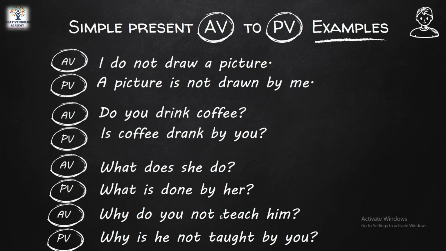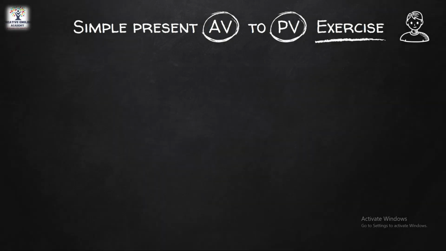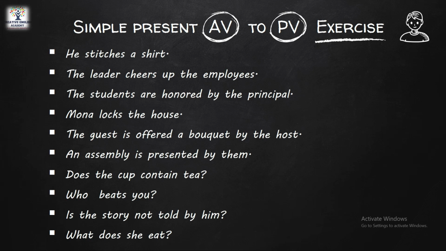So these are questions and negative sentences, and this is how we can make them active to passive. So you can practice. Dear friends, practice these sentences, try to change them as per the structure of the simple present tense, active also and passive also.